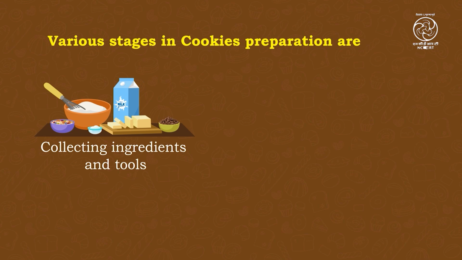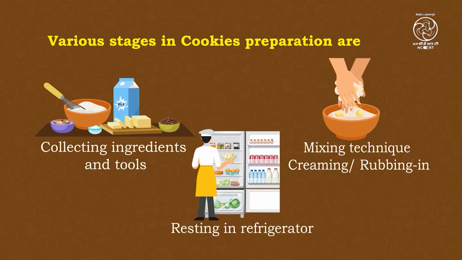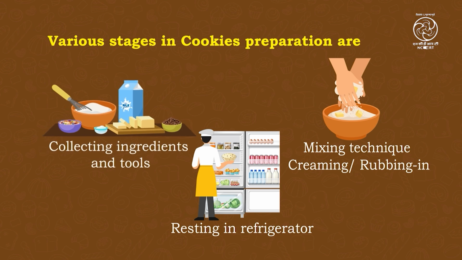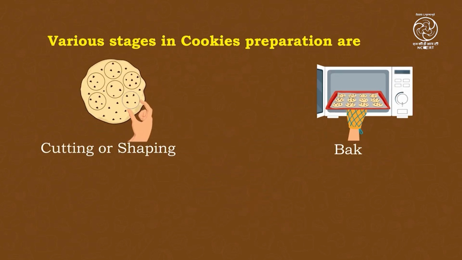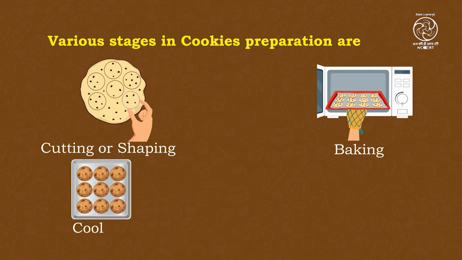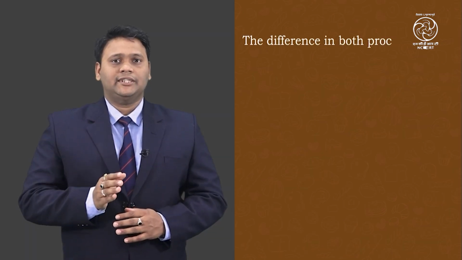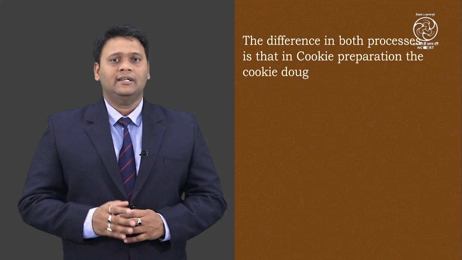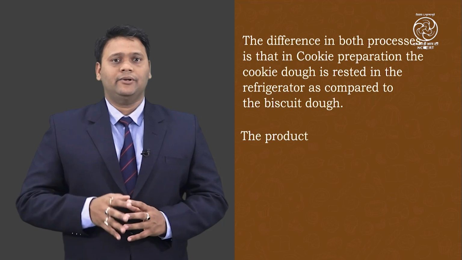Various stages involved in cookies preparation are: first is collecting ingredients and tools. Second is mixing technique, which includes creaming in and rubbing in. Third is resting in refrigerator. Fourth is cutting or shaping. Fifth is baking. Sixth is cooling. And last is packing and storing. The difference in both the processes is that in cookie preparation, the cookie dough is rested in the refrigerator as compared to the biscuit dough.